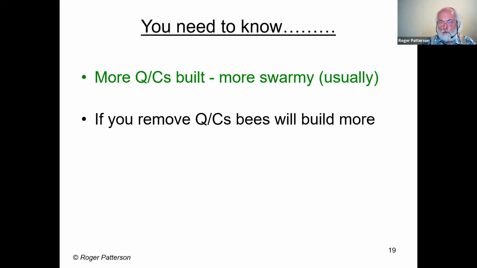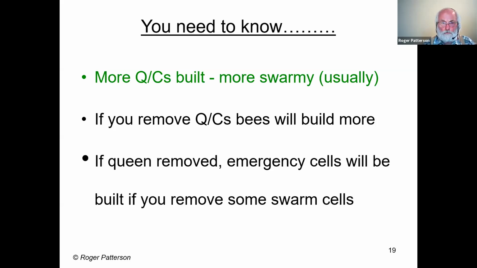If you remove queen cells, the bees will build more. So if you've got a colony putting up queen cells and a queen is still there, if you remove them, the chances are they will build more swarm cells. Or even supersedure cells.